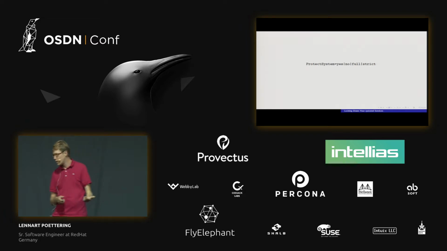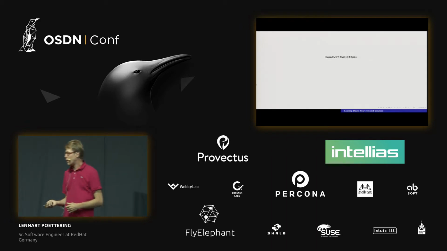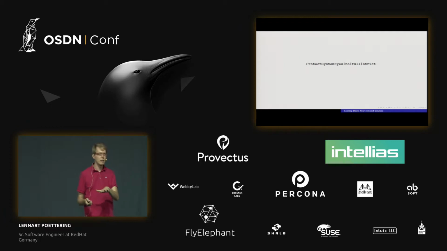Because in classic Unix, you could write everywhere. If you turn on protect system equals strict, you basically can write nowhere. And if there are directories you want to be able to write to, you need to list them explicitly, for example, with read-write path. Any questions about this?